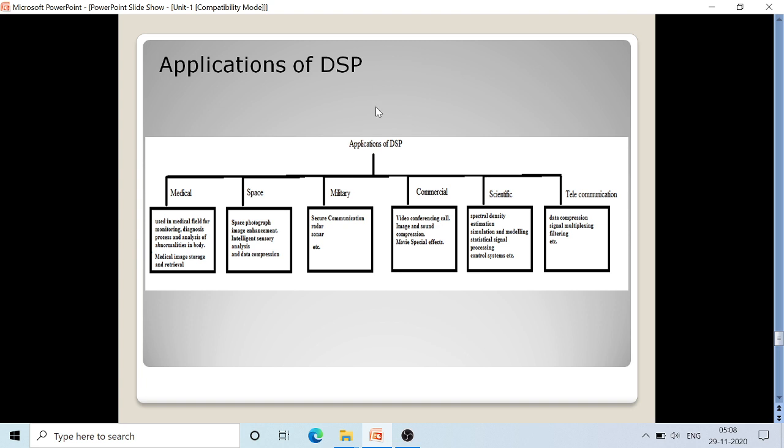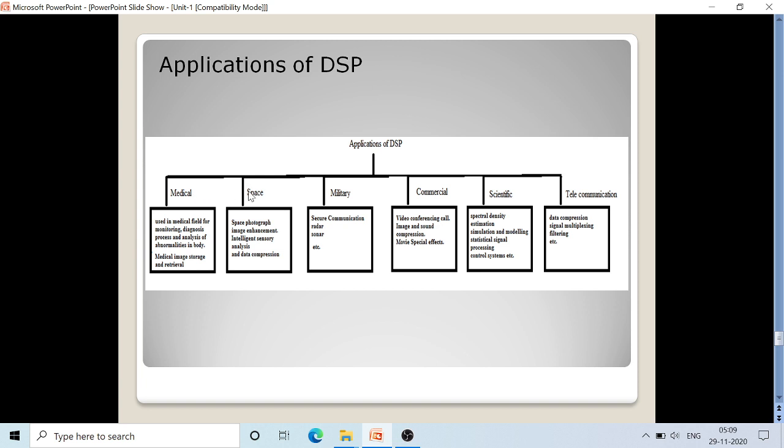Now coming to the applications of DSP, various fields are listed here where we can use DSP, like medical, space, military, commercial, scientific, and telecommunication. In the medical field, it is used for monitoring, diagnosis, and analysis of abnormalities in the body, and medical image storage and retrieval can also be done.